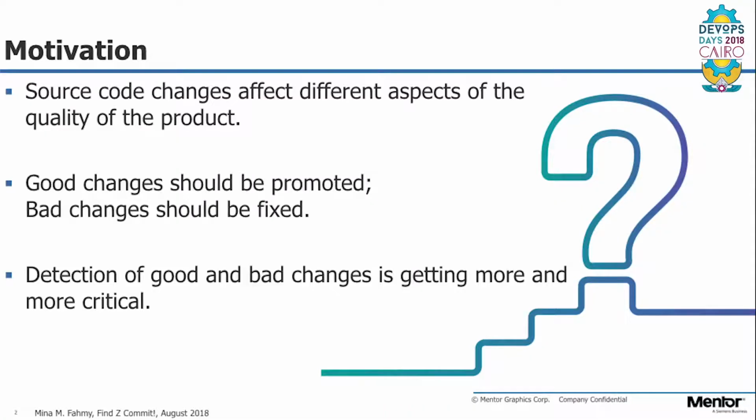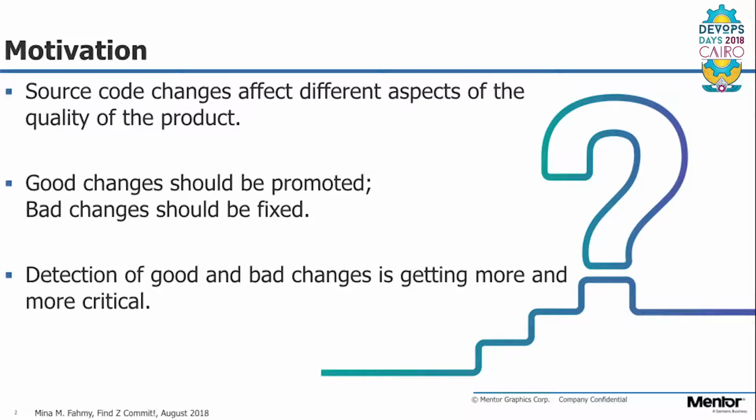So let me introduce myself. I'm Mina. I'm working for Mentor Graphics Egypt. I've been working with them for 6 years. Started as a quality assurance and testing engineer, and then switched to the DevOps or the build and regression infrastructure domain. Okay. So source code changes affect the different aspects of the quality of the product.